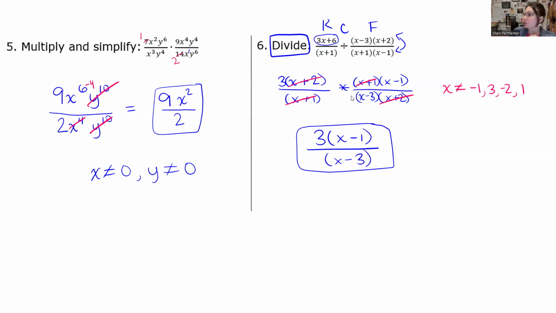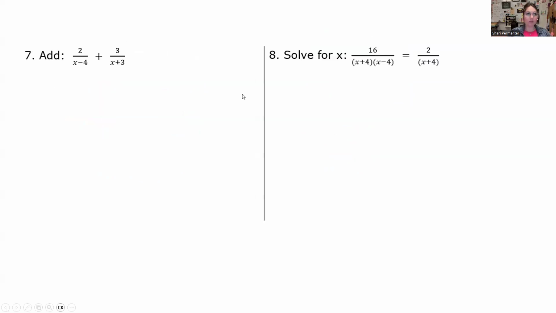So the difference in multiplication and division. Divide requires you to turn it into multiply, but a multiply problem would just start out like this, and then you factor it. Yes, that's how I got the 2. We have 2 more problems. We have addition, and then we have a solving.